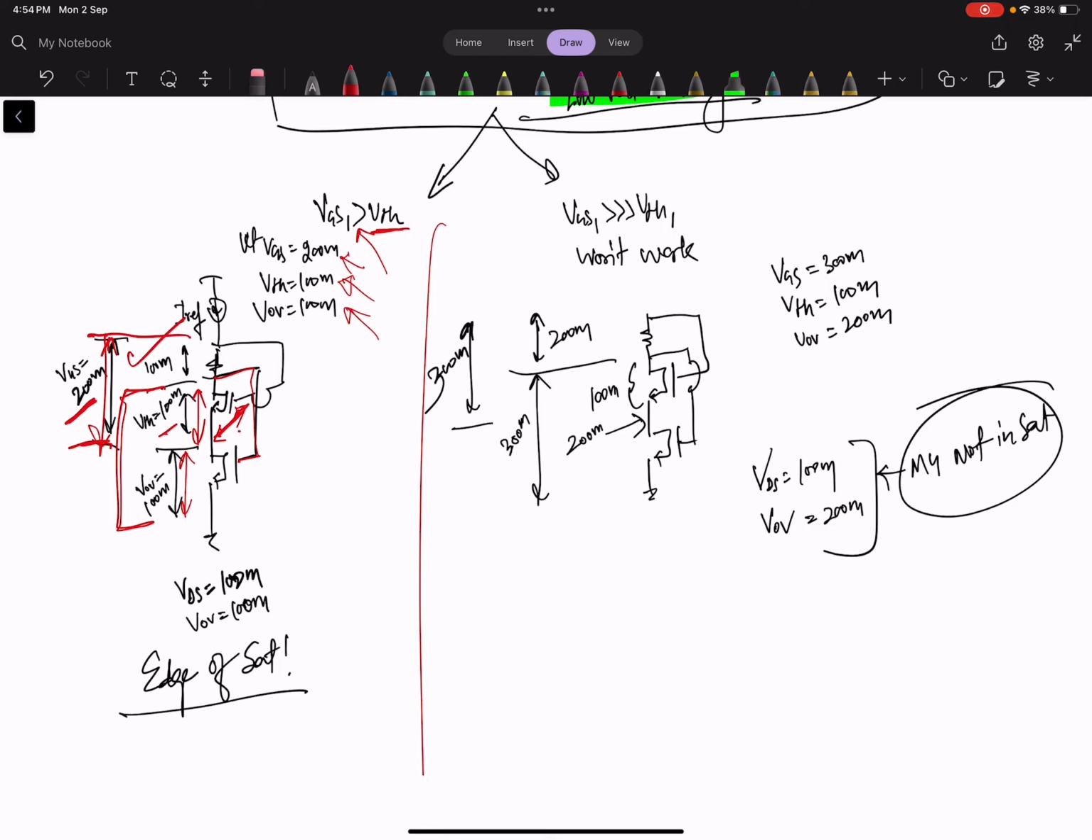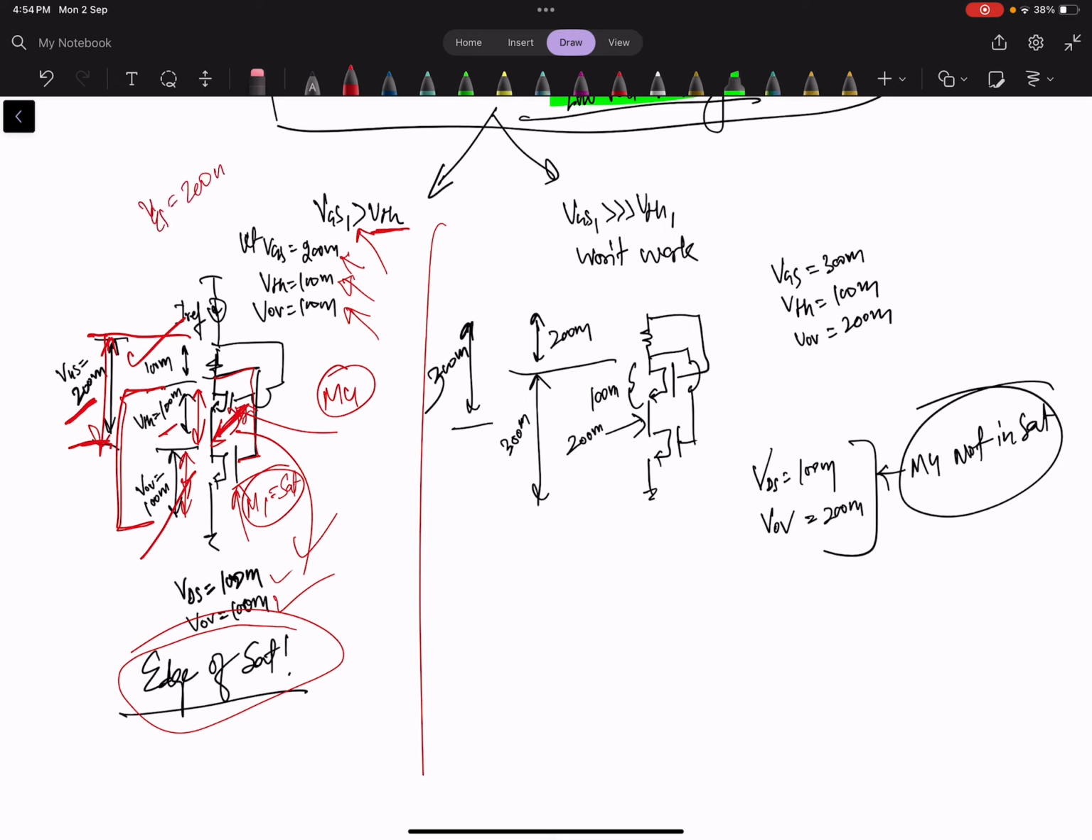So let's see the condition of M4 to be saturated. M1 will always be in saturation, because we have made the device such that the VDS is equal to VOV, so it will be in saturation. In this case, for M4, the VDS is 100 and overdrive is 100, so it will be on the edge of saturation. Okay, so here VGS is equal to 200 millivolt and VTH is equal to 100 millivolt.